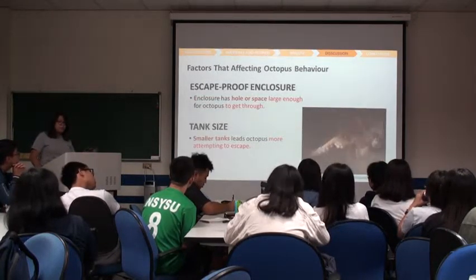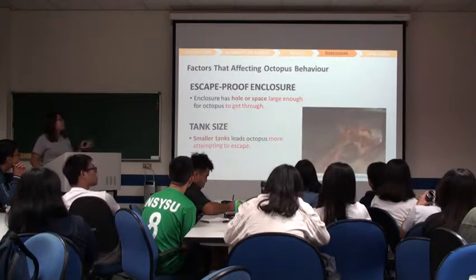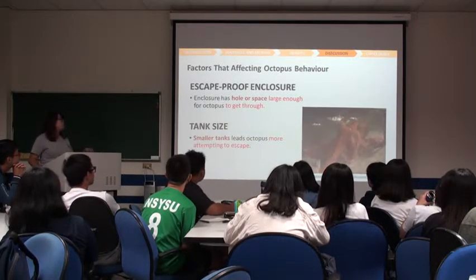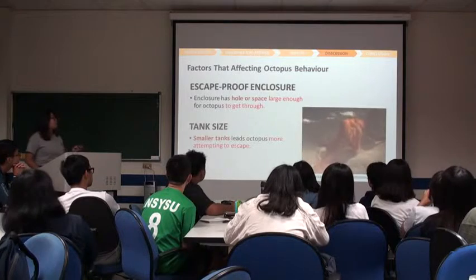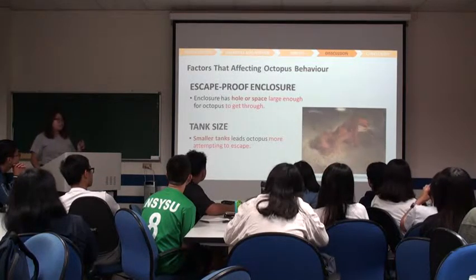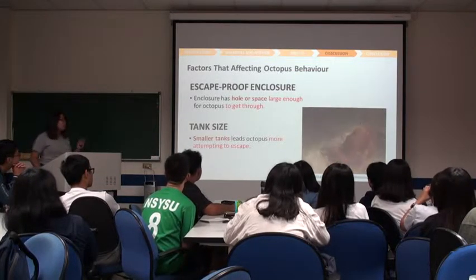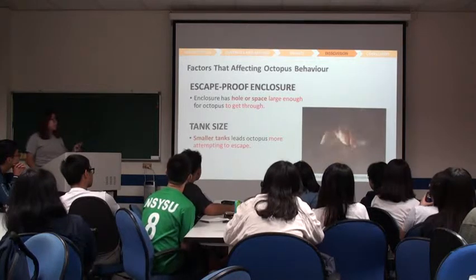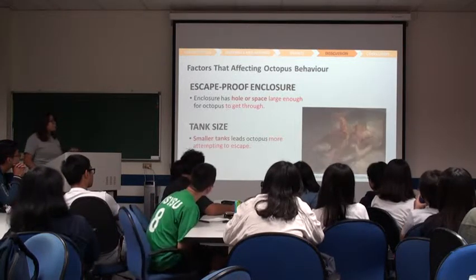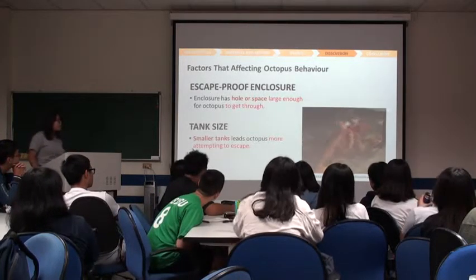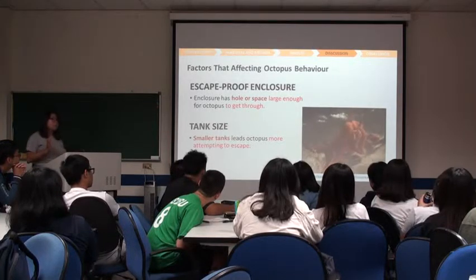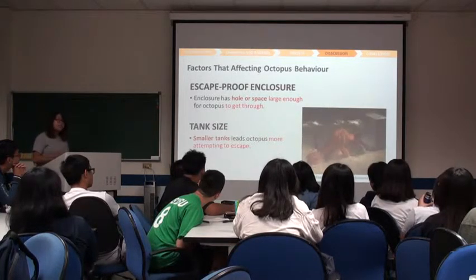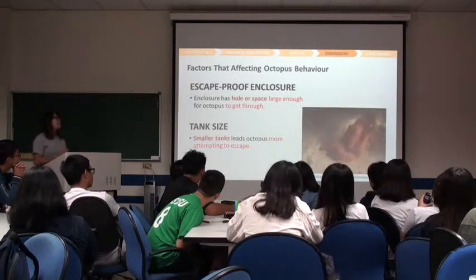For escape-proof enclosure, as you can see here, if the enclosure has a hole or space that is large enough for the octopus, they will get through and escape from it. And as you can see here, the tank size is small, so a smaller tank size will lead octopus to escape.